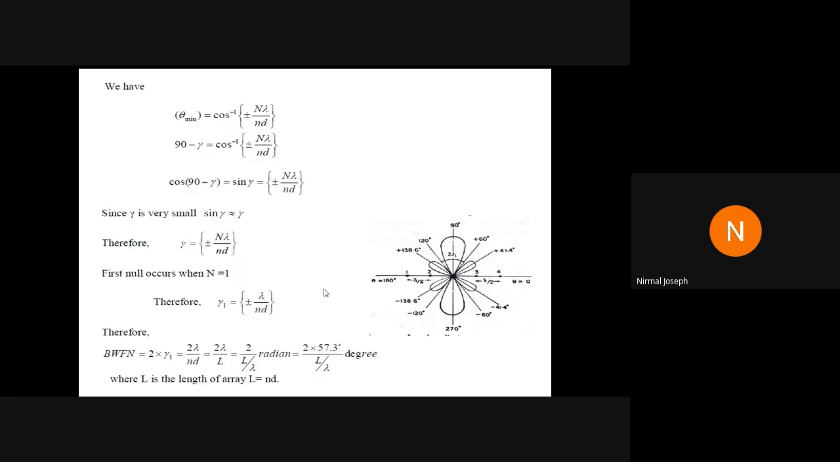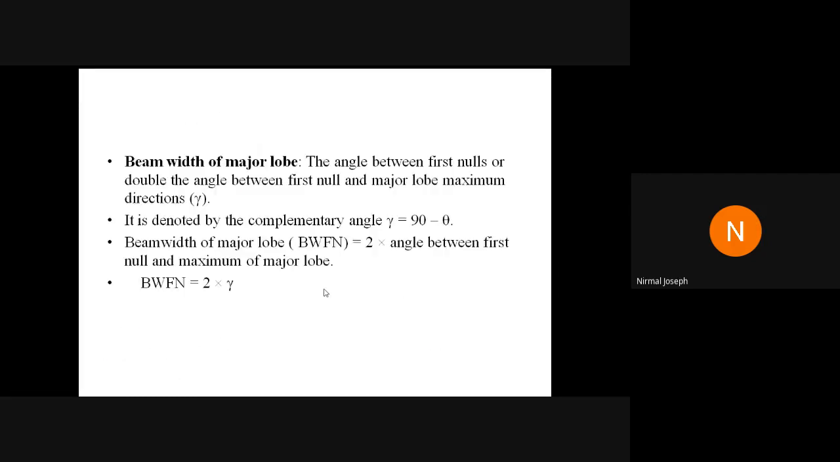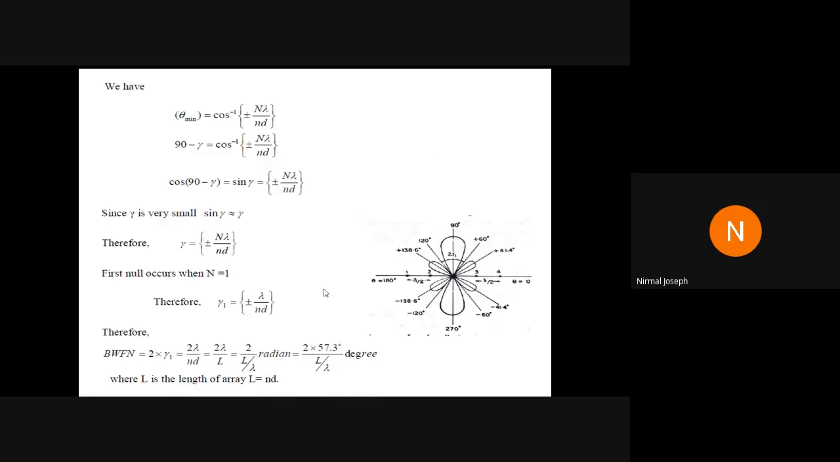So next we will move on to the derivation. We have θ min is equal to cos inverse of nλ divided by nd, for the minor lobe. We are dealing with the minor lobe only.